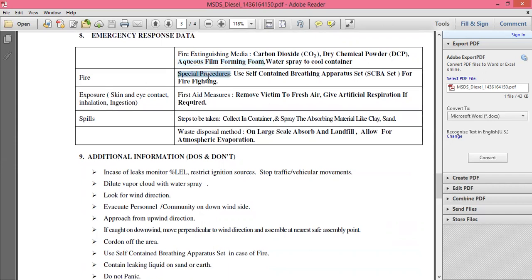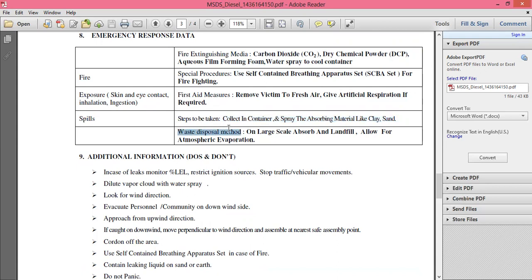Special procedures for fighting fire: you have to use a self-contained breathing apparatus, SCBA set, for firefighting. Exposure, skin and eye contact, inhalation and ingestion: you have to remove the victim to fresh air, give artificial respiration if required, if the person is choking and is not able to breathe. If spills happen, then the steps to be taken are: you have to collect in a container and spray absorbing material like clay or sand. Okay, if it is in small amount, definitely.